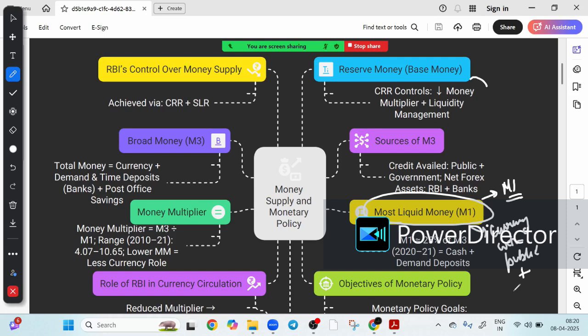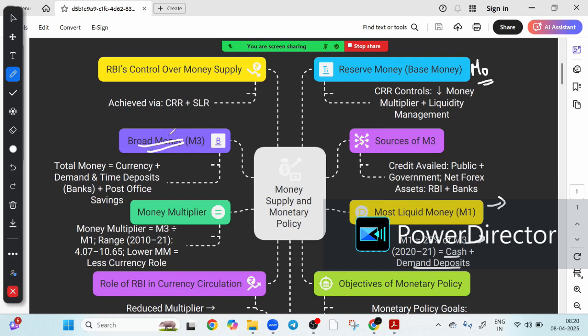So M1 is the most liquid form. It includes currency with the public plus demand deposits. Here you can see cash plus demand deposit is part of M1. And interestingly, it makes up about 25% of M3, which is the data of 2021. And what is M3? M3 is called the broad money. M1 is called narrow money, M0 is called the base money, and M3 is called the broad money.